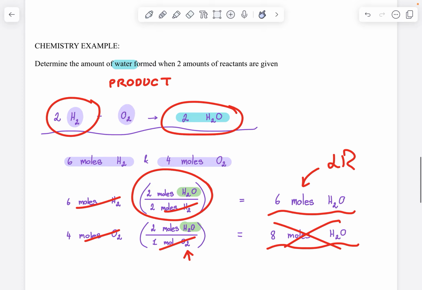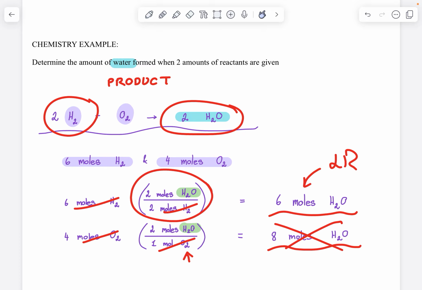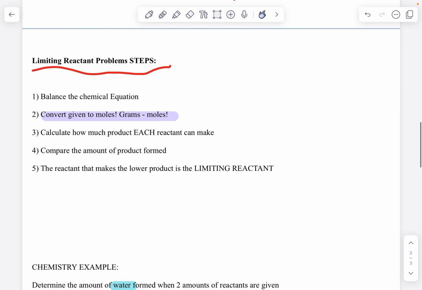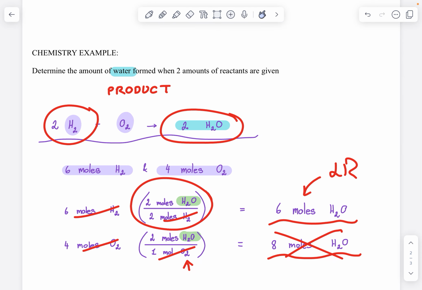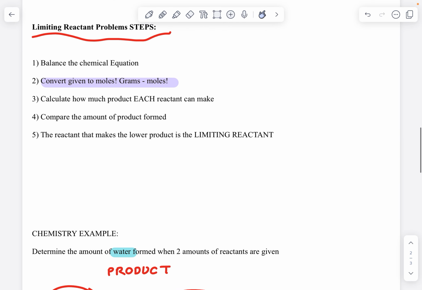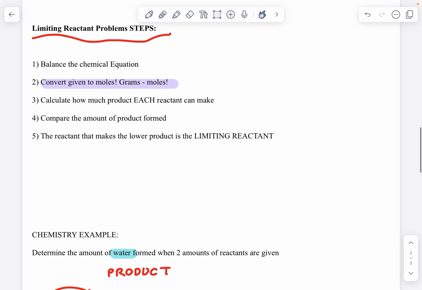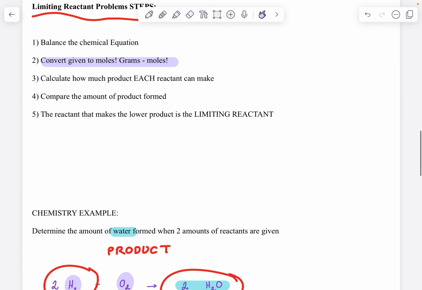So that is the end. This is an introduction to limiting reactants. I hope this was helpful. For future videos, I can add more complex problems. What if we are given grams, as I mentioned here? We convert it to moles, and then we do the exact same procedure as we did here. What if we need to balance the equation? Well, you do that first, and then you do your grams to moles, and then further steps.